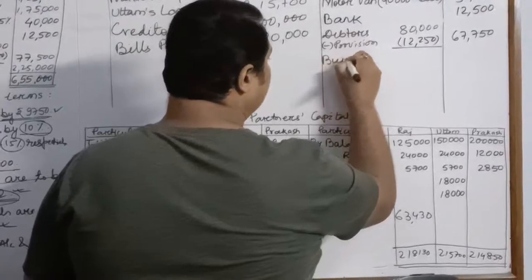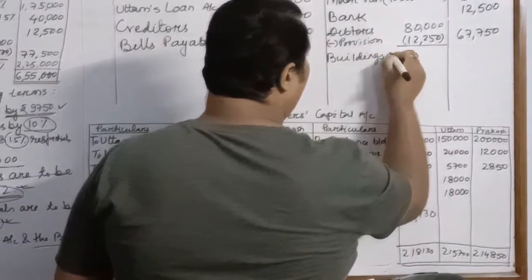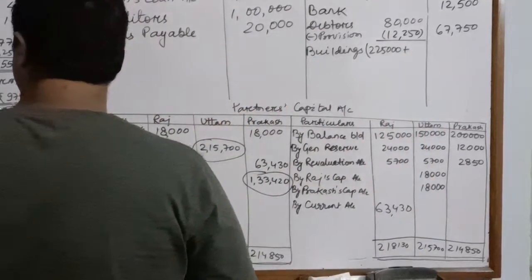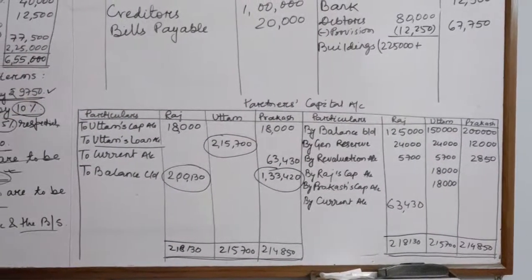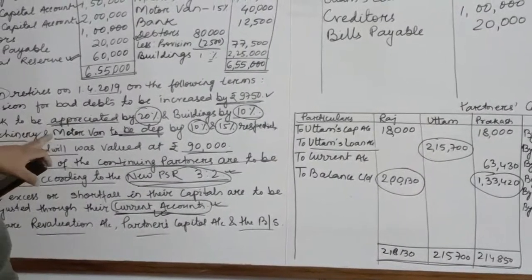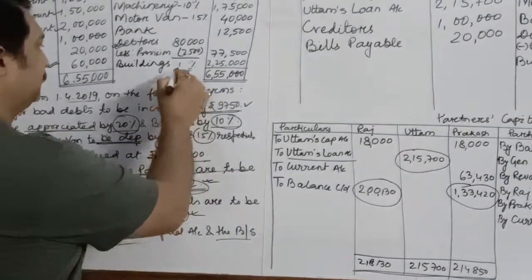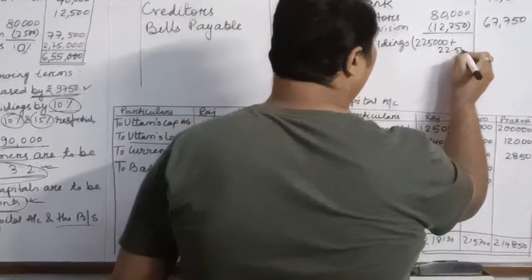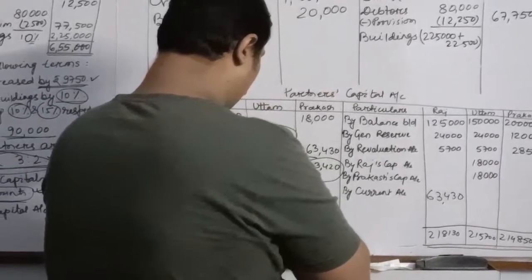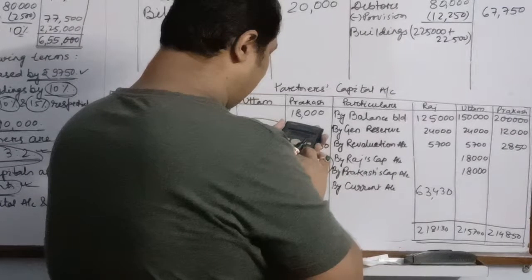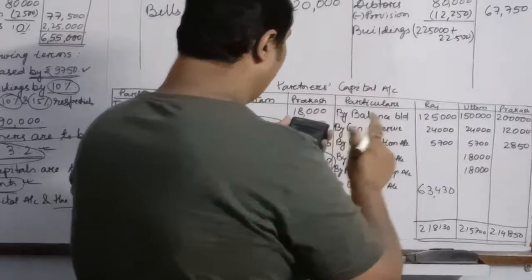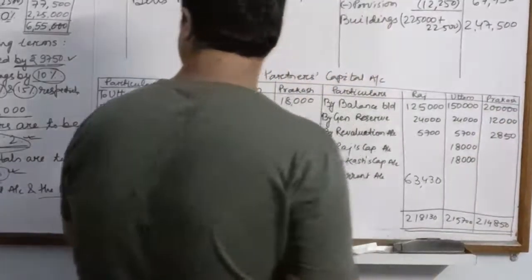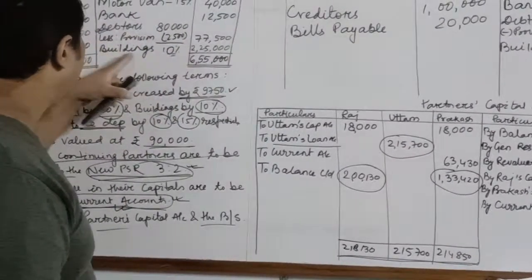After debtors, you have buildings. Building was to be increased by 10%. So buildings, old value is 2,25,000, and 10% of this is rupees 22,500. So 2,25,000 plus 22,500 is 2,47,500. So that's all with the asset side.